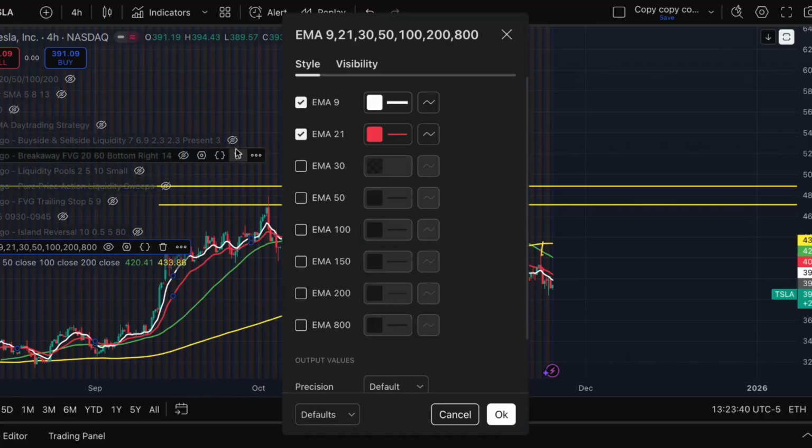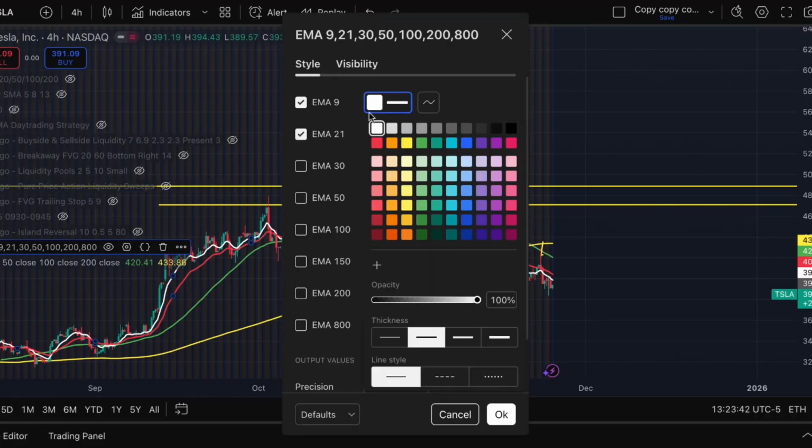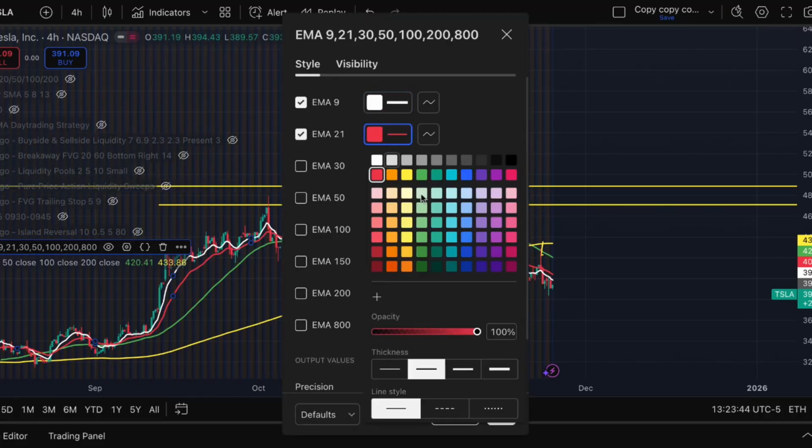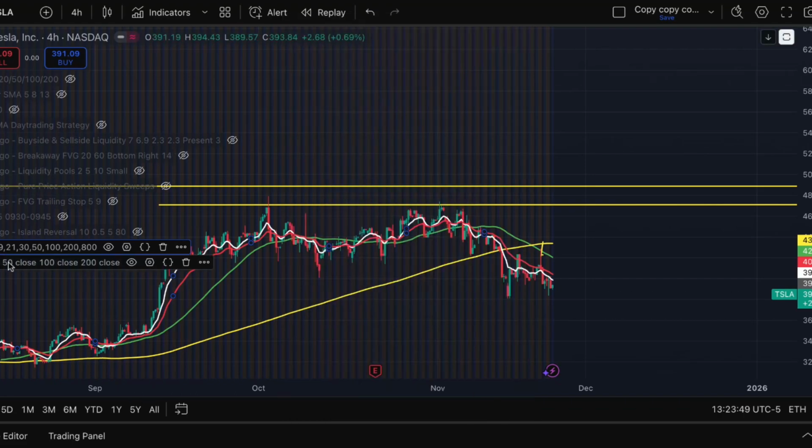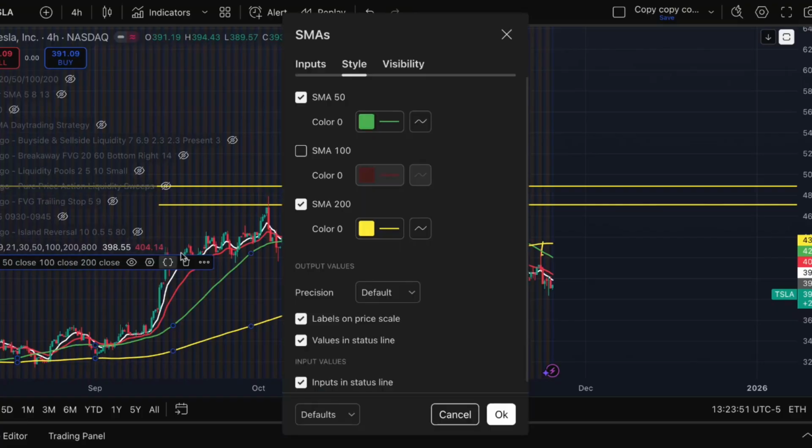You can change the color, whatever color, whatever style fits what you want to use. You can go to the 21, use whatever color you want, and then that's how you do that. And then same with the SMA. You're going to come over here and uncheck the 100. I don't really use the 100. Some people do. I don't.